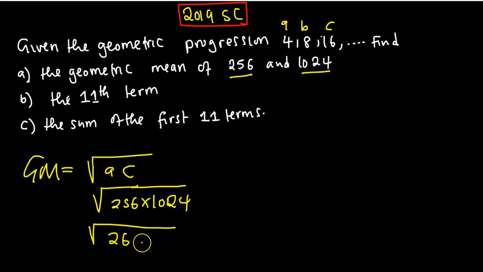262,144. Then now the square root of this, you're going to find 512. So I'm finding 512. So 512 is our geometric mean. So that is how you basically answer this question.